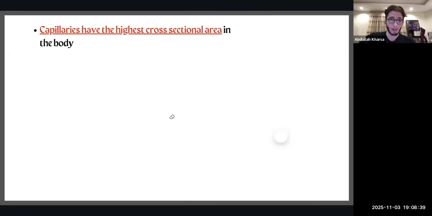So, capillaries have the highest cross-section area in the body. Now, you might be wondering, aren't capillaries really small? You guys know what capillaries are, right? Capillaries are really small. So how do they have the highest cross-sectional area? This is because we're counting the total cross-sectional area.